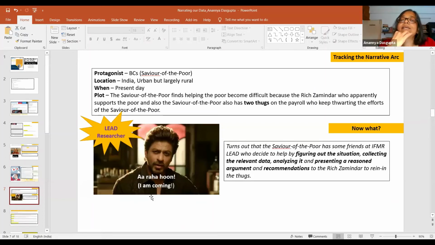So it turns out that the savior of the poor has some friends at IFMR Lead who decide to help by doing what? By figuring out what the situation is, collecting the relevant data, analyzing it, and presenting a reasoned argument and recommendations to the rich zamindar to rein in the thugs, right? So as we proceed with the article, what is the job of the researcher? The job of the researcher can be understood as doing this kind of work, really coming into the picture and saying, okay, let's figure out this situation on the ground, as somebody had helpfully pointed out.